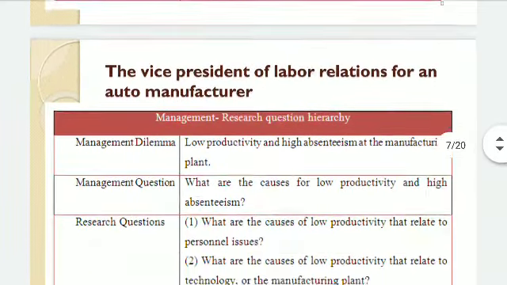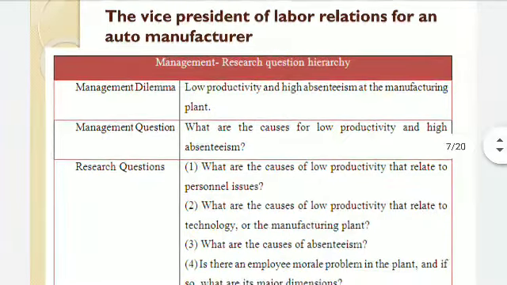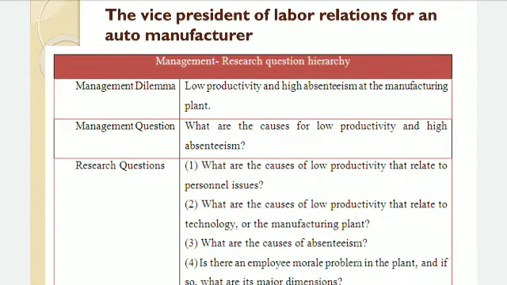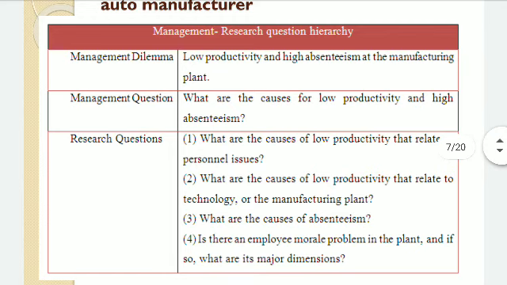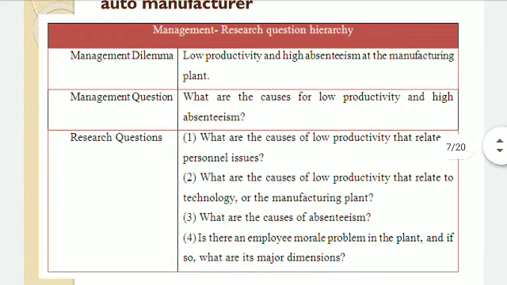We will take another example. Suppose a vice president of labor relations for an auto manufacturing company. Suppose this is the problem of the HR department. What is the management dilemma? The management dilemma is low productivity and high absenteeism in the manufacturing plant. So this is the general scenario.